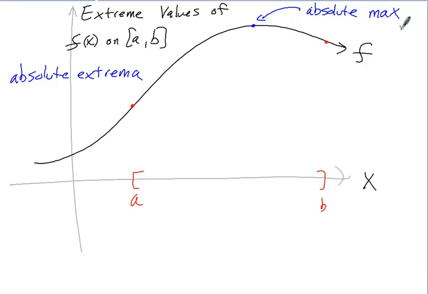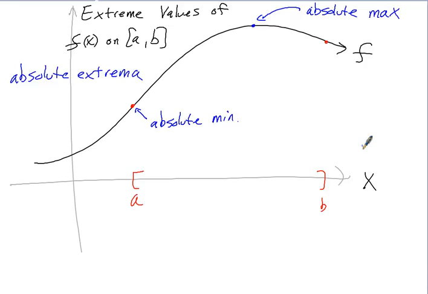Minimum. And where is the lowest value of the function on that interval? Where's it going to be? At A. Yeah, right there. That's our absolute min. Okay, good. Now, why is that, instead of down there?